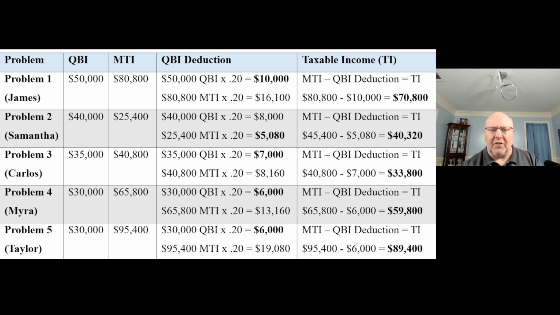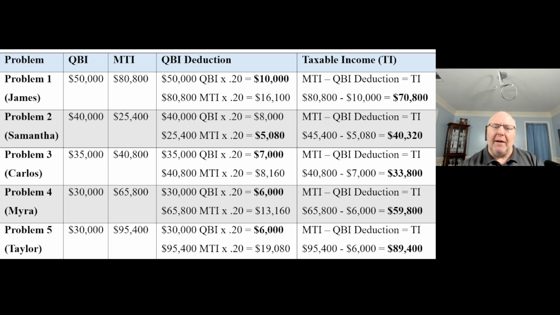That'll give us $6,000. And then we go 65,800 for our modified taxable income times 20%. That's going to come out to 13,160. And I'll let you work through Taylor's on your own because it's the same process that we just went through. So we solved the QBI deduction for each of those problems now.